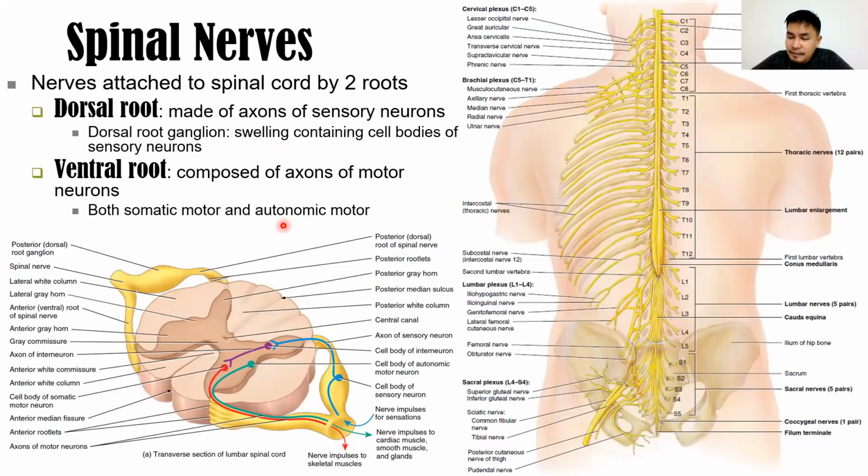What are the effects? Somatic, we can control skeletal muscles. Autonomic motor, we cannot control: heart, glands, smooth muscles, intestine. Okay. So 31 pairs, left and right. Ayun, spinal nerves. When you say spinal nerves, both na siya, motor and sensory. When it's just the anterior nerve root, motor; posterior, sensory lang. Okay?